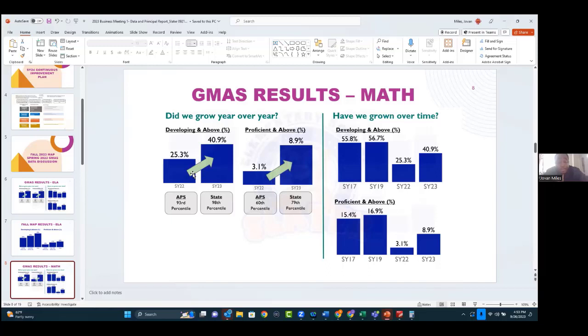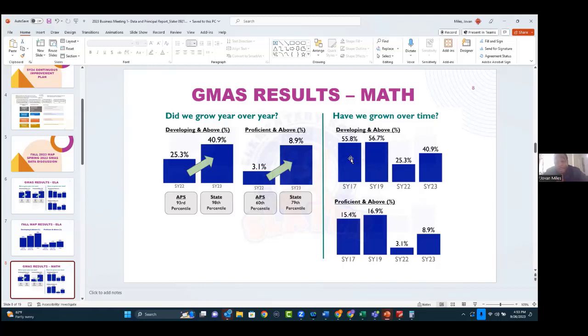So about 15 points of growth in the developing and above bucket for math, and almost 6 points of growth in the proficient and above bucket year over year for math. So it's a pretty significant shift. Have we grown over time? Again, the gap here between SY19 and SY22 is the pandemic and its impact on students and families.